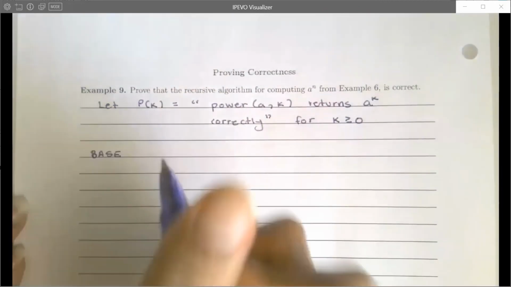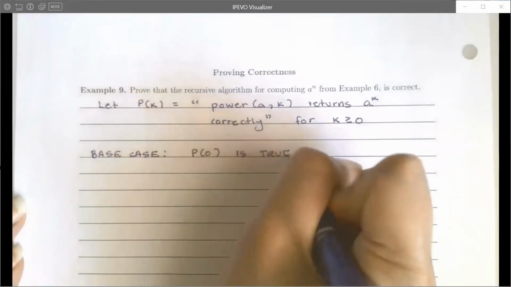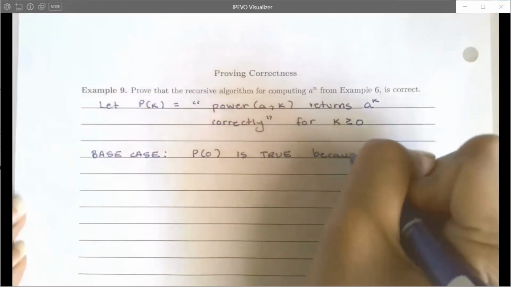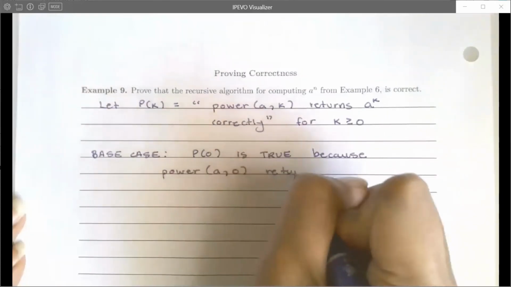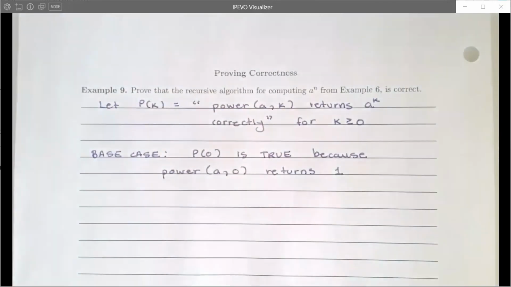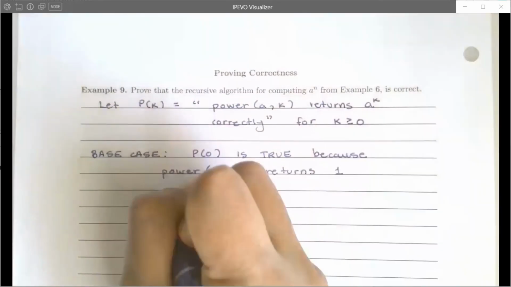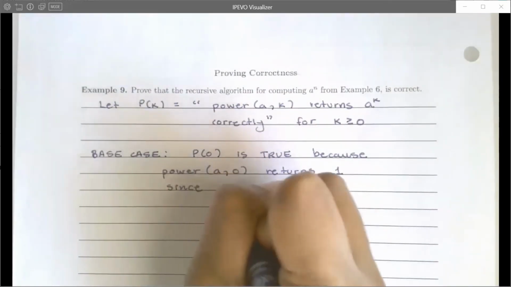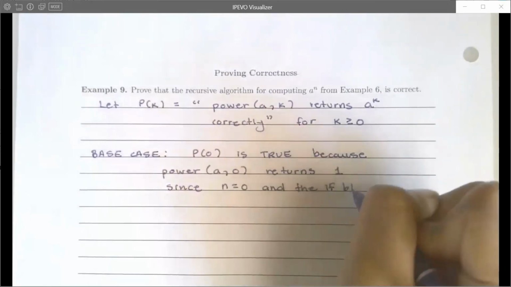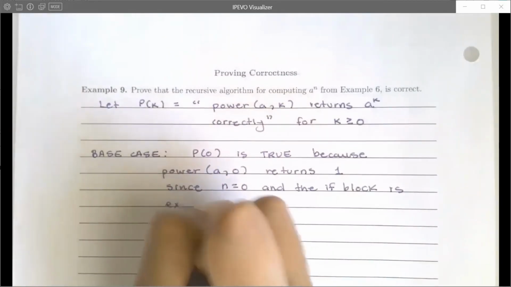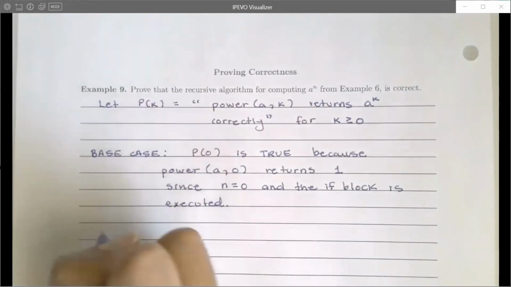Now for the base case, we're going to prove that P(0) is true. P(0) is true because, again, if you take a look at the algorithm, power(a, 0) returns 1. And how do we know it returns 1? Because it goes into this first condition, since n equals 0, and the if statement is executed. Now the inductive step.